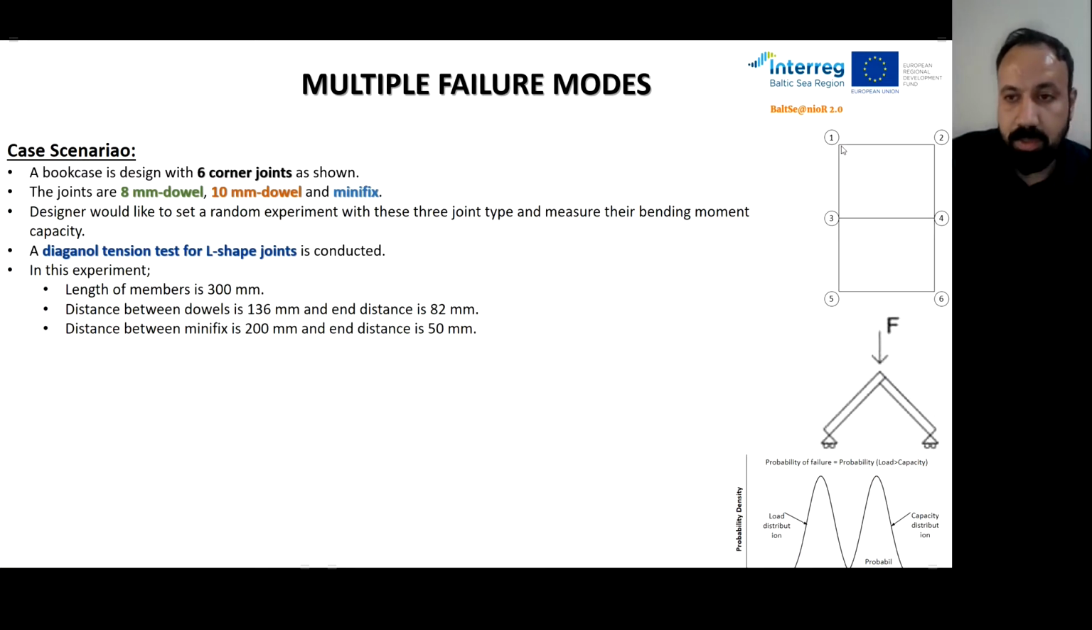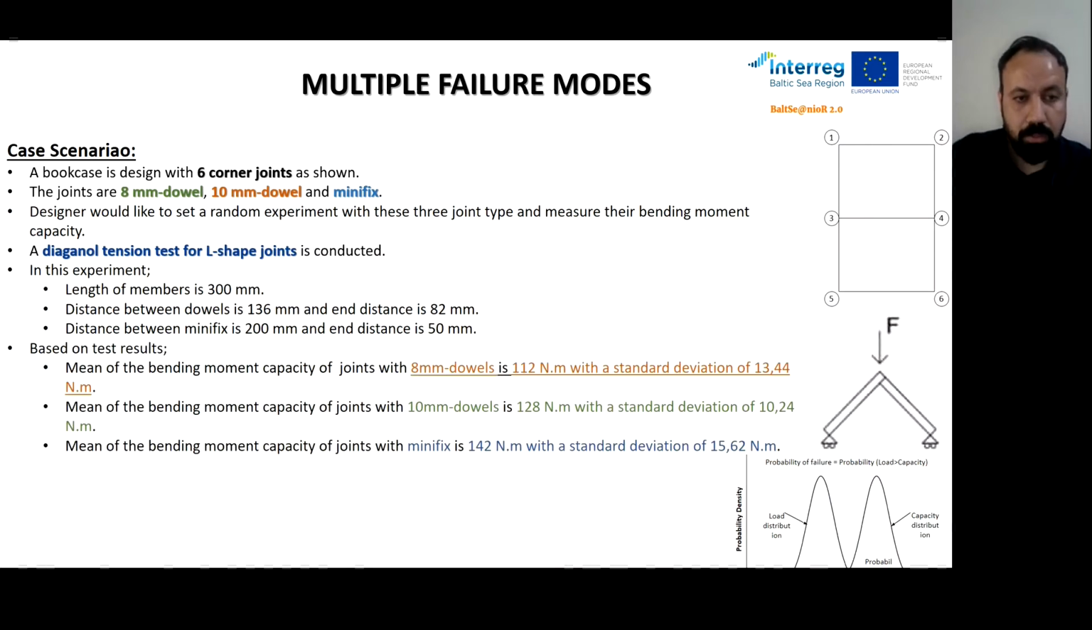It's going to be the same. Distance between dowels is 136 millimeters and end distance is 82 millimeters. Same as in the joint and same as in the construction. And also the distance between Minifix is 200 millimeters and end distance is 50 millimeters. Both of them we have the same. In every corner, every joint, we have the same distances. So I make a test. So based on the results, I get this data.